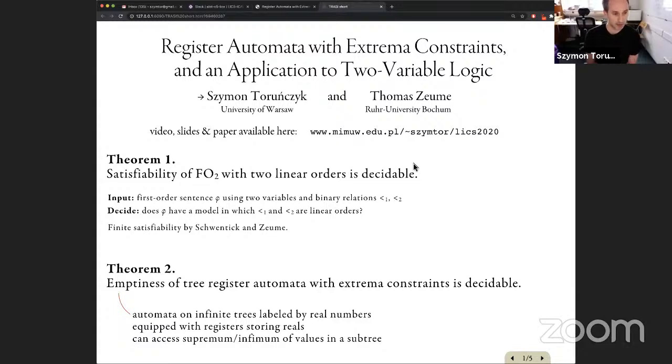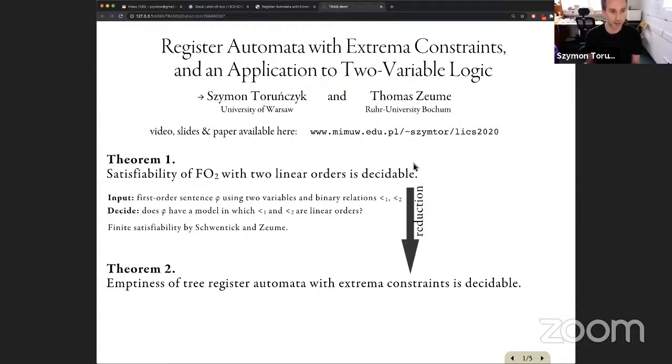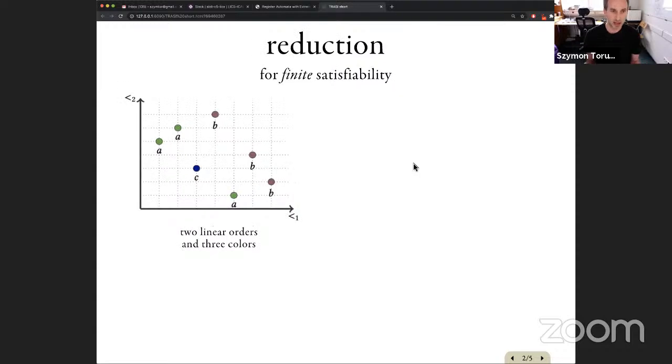So we proved that these automata have decidable emptiness, theorem 2, and we then proved theorem 1 by reducing it to theorem 2. There's a reduction which reduces the satisfiability problem for the two variable logic with two linear orders to the emptiness of tree register automata. And I just wanted to show you very briefly the idea of how this reduction works in the case of finite satisfiability, because the idea is very simple.